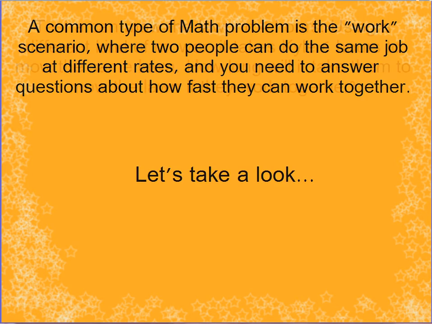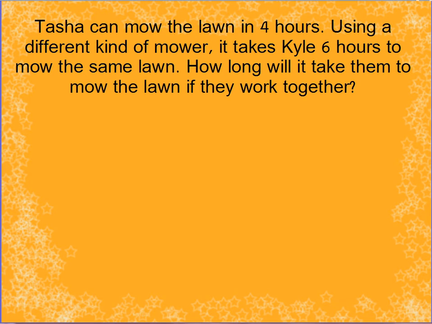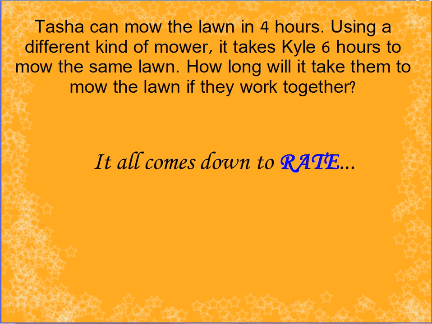Let's take a look at a scenario where Tasha can mow a particular lawn in 4 hours. Using a different kind of mower, it takes Kyle 6 hours to mow that same lawn. We want to know how long it will take them to mow the lawn if they work together. This type of problem all comes down to rate. This is a very tricky type of problem if you've never seen it done before, but hopefully we can fix that for you today. We're going to start with Tasha.